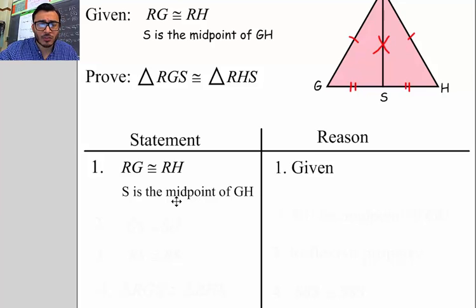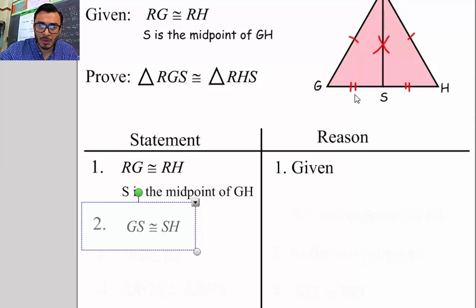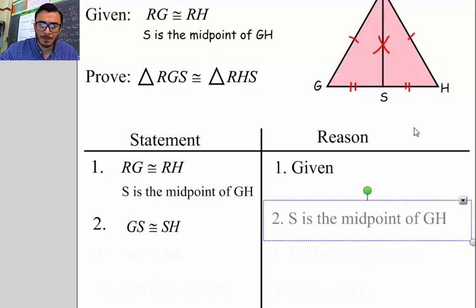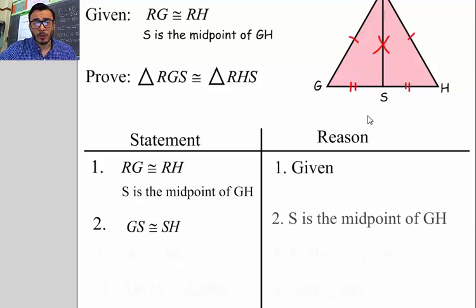All right, next, what else did we say as we were labeling the diagram? We also said that GS is congruent to SH. Remember right over here, we said GS is congruent to SH. Now, what was our reason for saying that? Our reason was that S is the midpoint of GH. And so that's why we were able to reason that GS is congruent to SH.